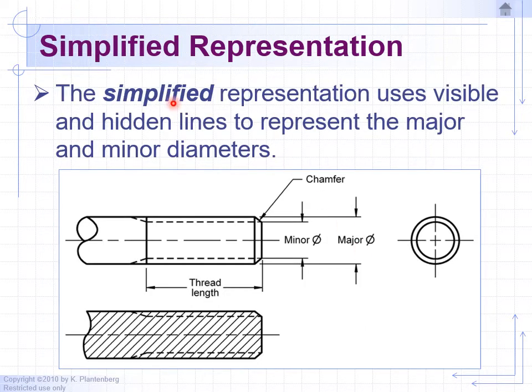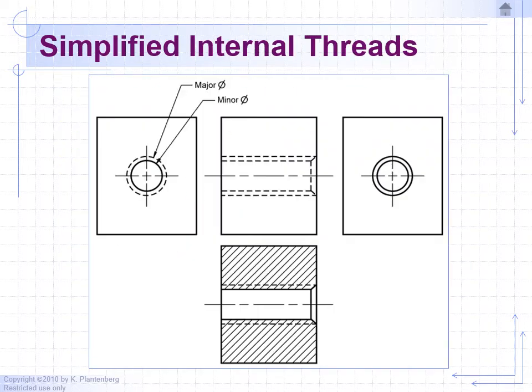And finally, the third option of how to draw threads on a drawing is the simplified version, where you don't draw all the threads, you just draw dashed lines indicating where the thread starts. So the threads start here and they end here, and the rest of it is a solid shaft. So that's the simplified version of creating external threads. And the very simplified version of creating internal threads is by drawing double dash lines. So instead of having to draw those diagonal lines, you just draw double dash lines indicating threads.